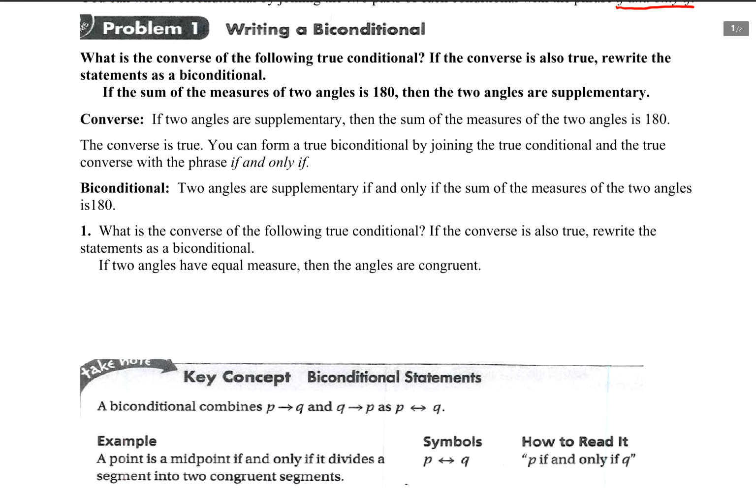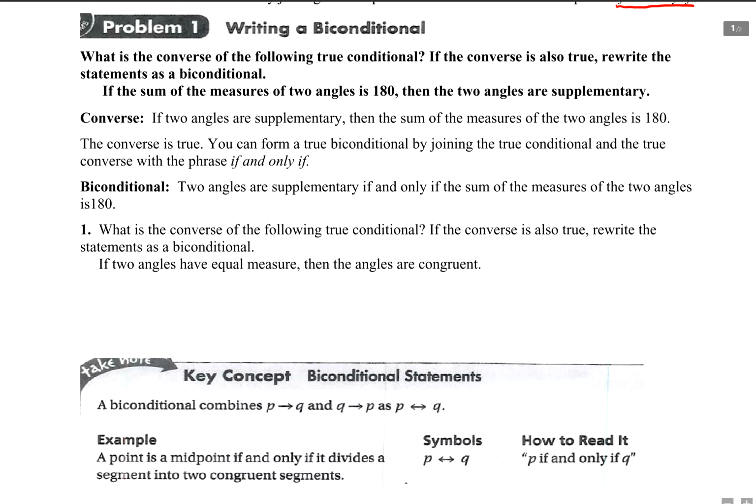So let's look at an example here. What is the converse of the following true conditional? So we're told that our conditional is true. If the converse is also true, rewrite the statements as a biconditional. All right, so our conditional says, if the sum of the measures of two angles is 180 degrees, then the two angles are supplementary. So if they add up to 180, then they are supplementary. And we know that that is true.